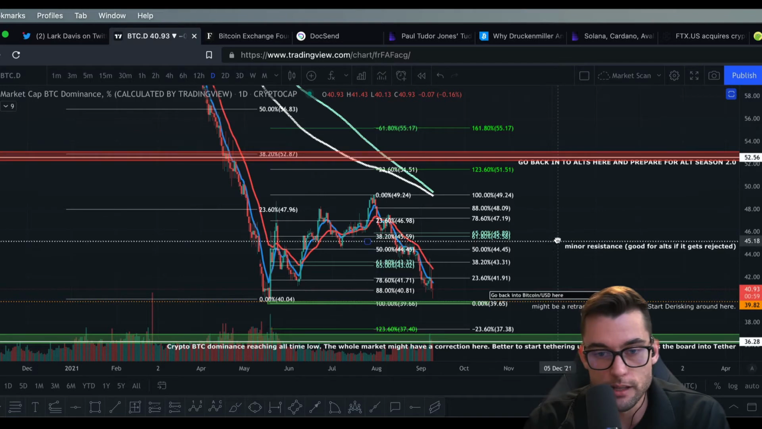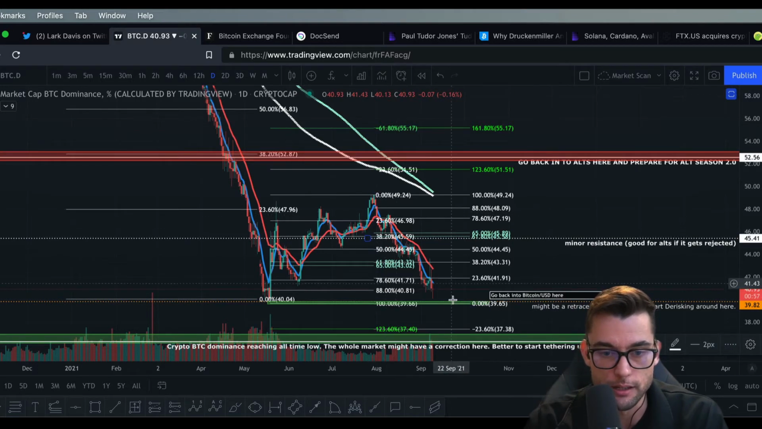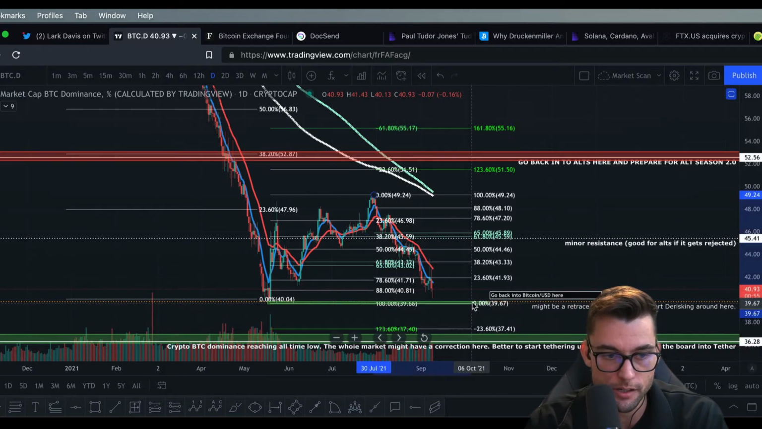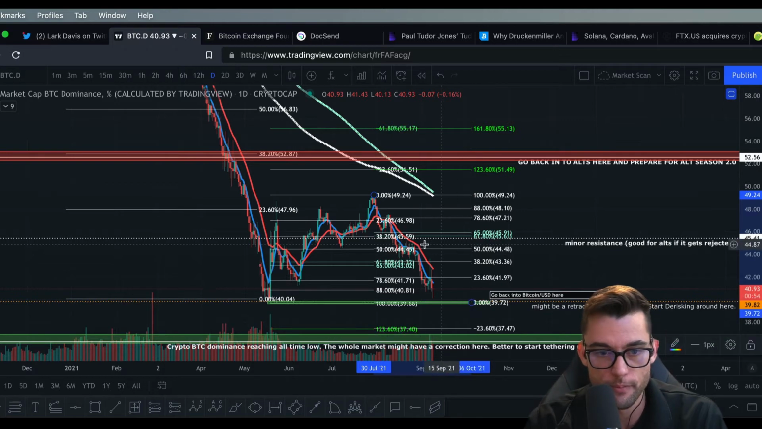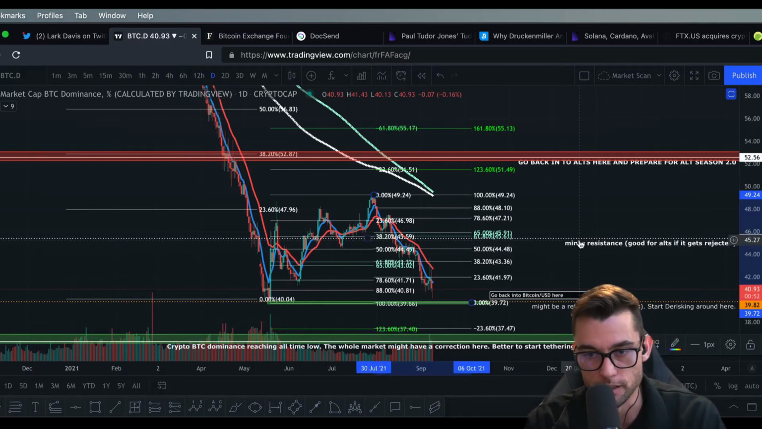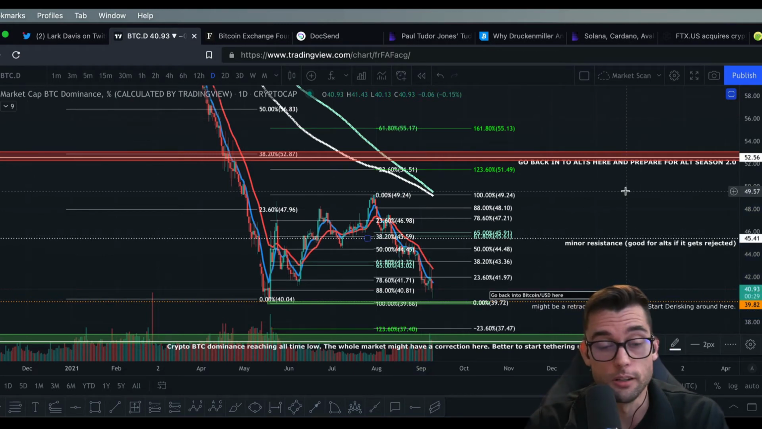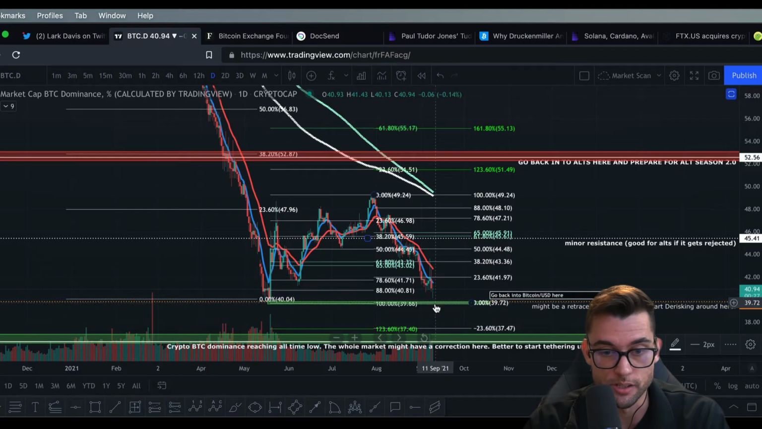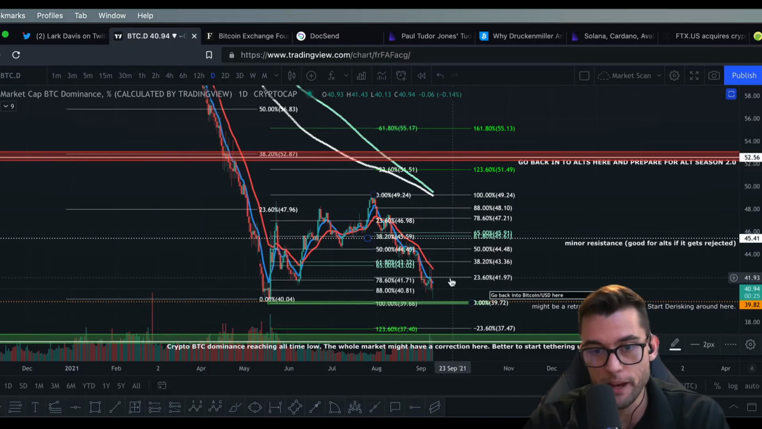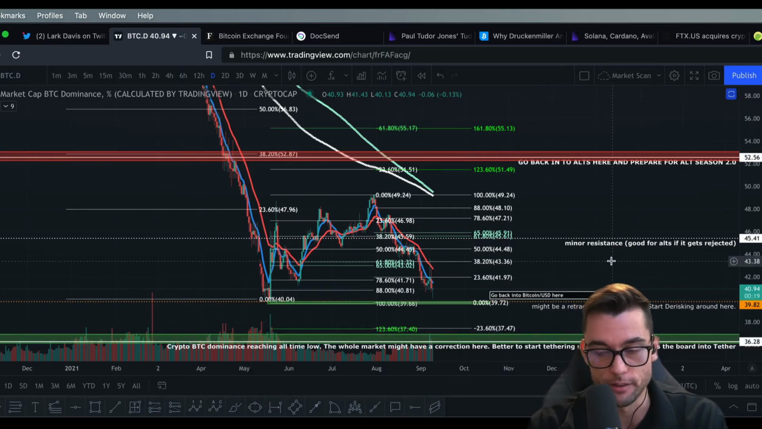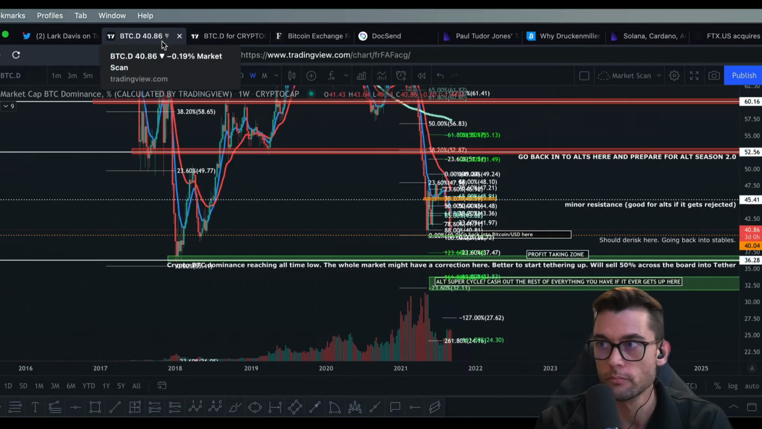So it's difficult to say, but at least if it comes back down to the previous area, this is still a good place to get back into alts. Of course, though, there's also the option of it just coming down here, doing a quick spike up to here, and then just coming back down and having a huge super cycle for alts. That's definitely a possibility as well.